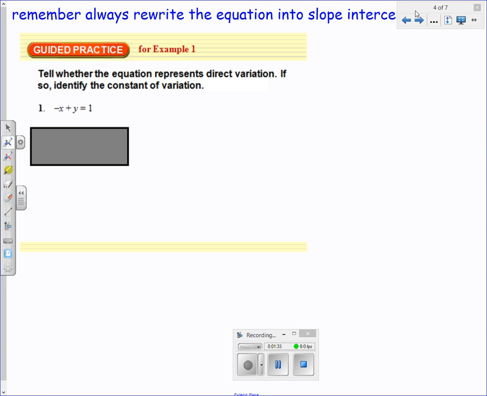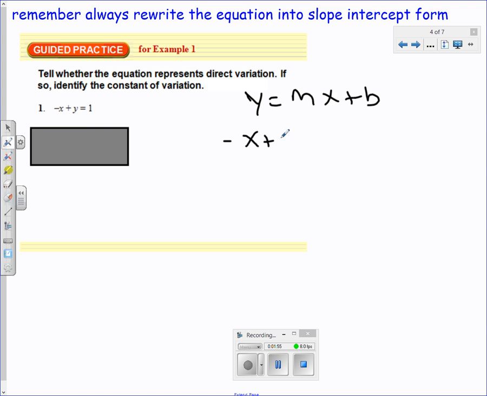the directions read, tell whether the equation represents direct variation. If so, identify the constant. So up here, I've put a little reminder. I'll move my thing here so you can read it. Remember to always write in slope-intercept form. Y equals mx plus b is what we're looking for.